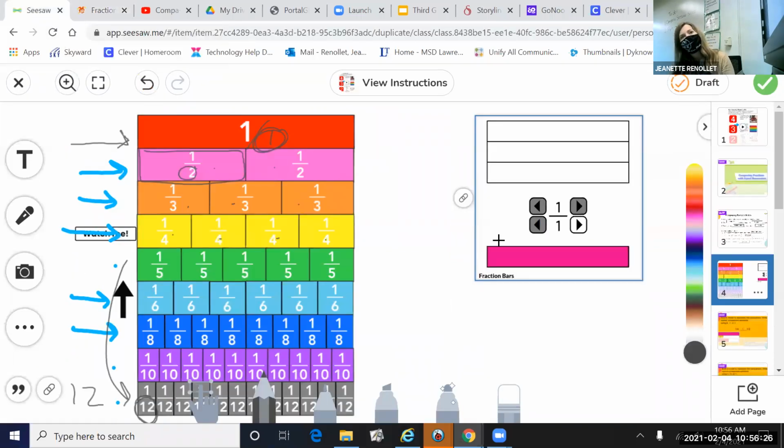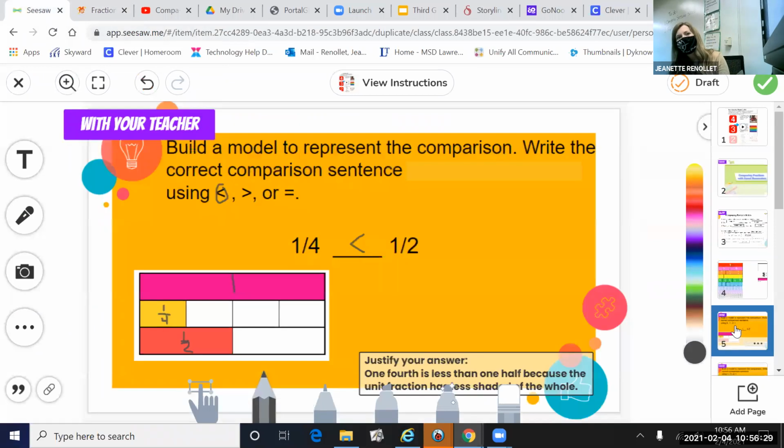Okay, let's go ahead back to Seesaw and let's get to practicing some together. I want you to click on slide number 5 with me.